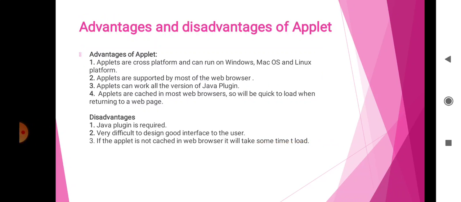Then advantages and disadvantages of applets. Advantages: applets are cross platform and can run on Windows, Mac OS and Linux platforms. Second, applets are supported by most web browsers. Third, applets can work with all versions of the Java plugin, and applets are cached in most web browsers, so they will be quick to load when returning to the web page. The user can also give full access to the machine if the user allows. Then it works on the client side, so it has less response time, and it is secure.